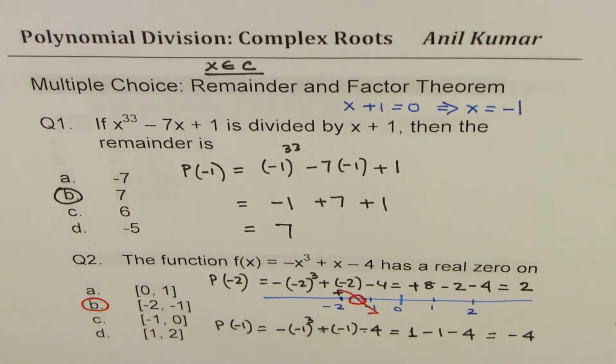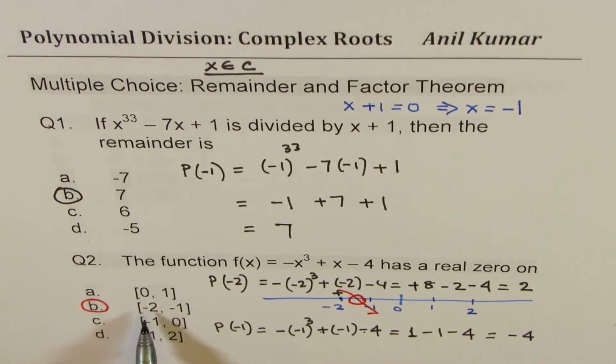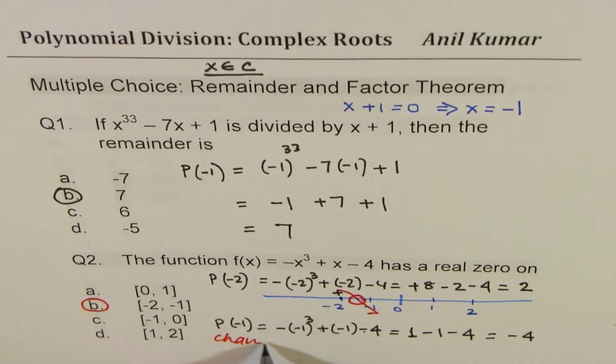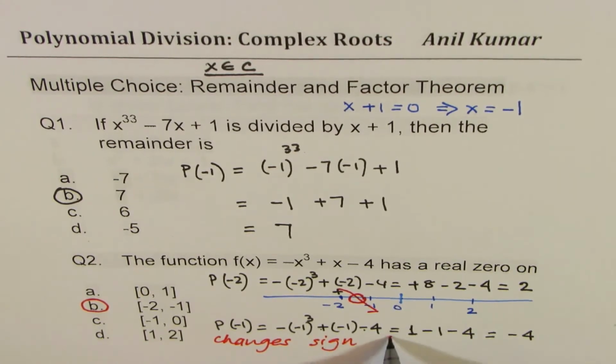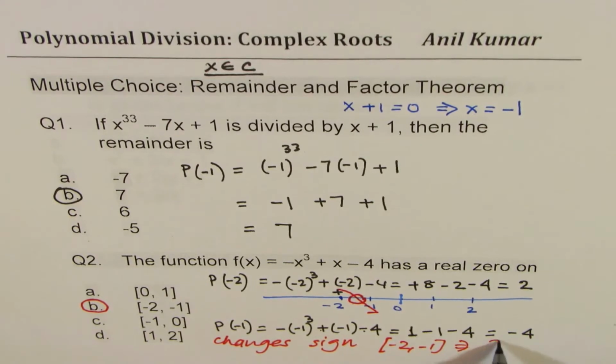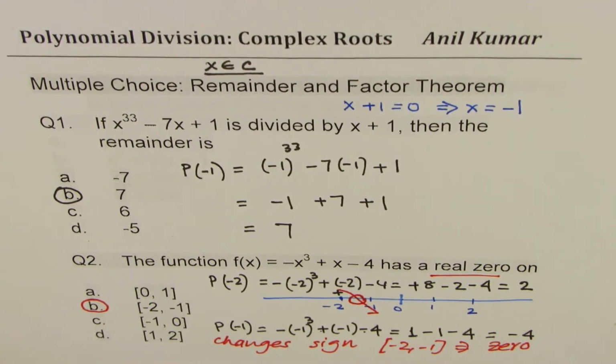I hope that makes sense. So check the value of the polynomial at each extreme value of the interval. If it changes sign, so it changes sign in this interval, minus 2 to minus 1, that means there is a 0, a real 0. So that is how you could calculate it. I hope that makes sense.